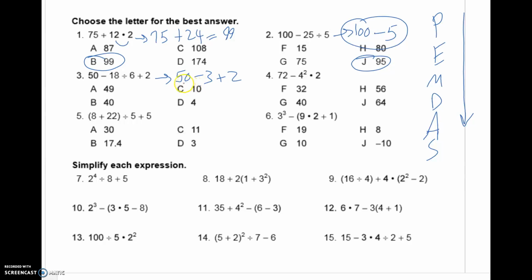Okay, so do we do 50 minus 3 first or 3 plus 2 first? Well, we talked about earlier that if you have addition or subtraction, you go left to right. So we start on the left side, and you do 50 minus 3 right here, which gives us 47 plus our 2. 47 plus 2 gives us 49, okay?